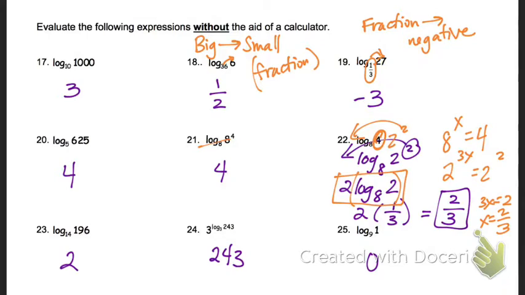14 squared is 196, is that right? Okay. And then 3's canceled, 243. Anytime you have log of 1, it always equals 0. Always.